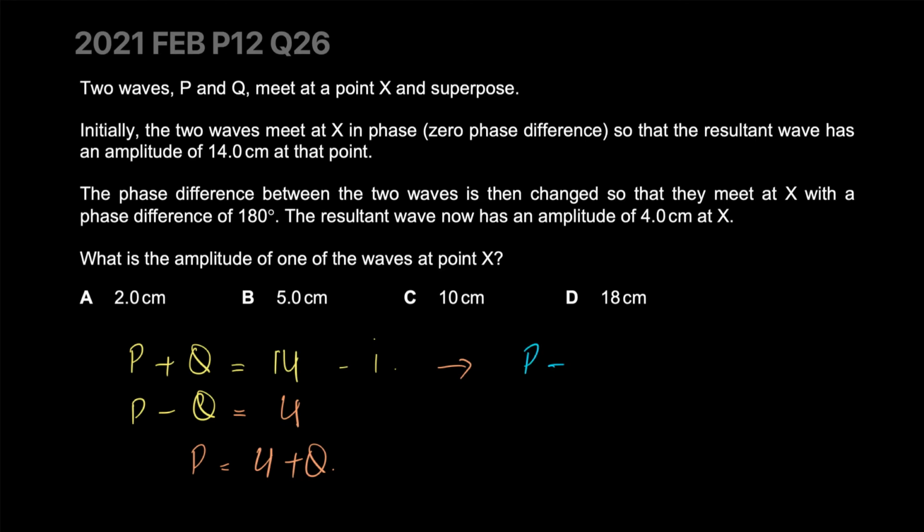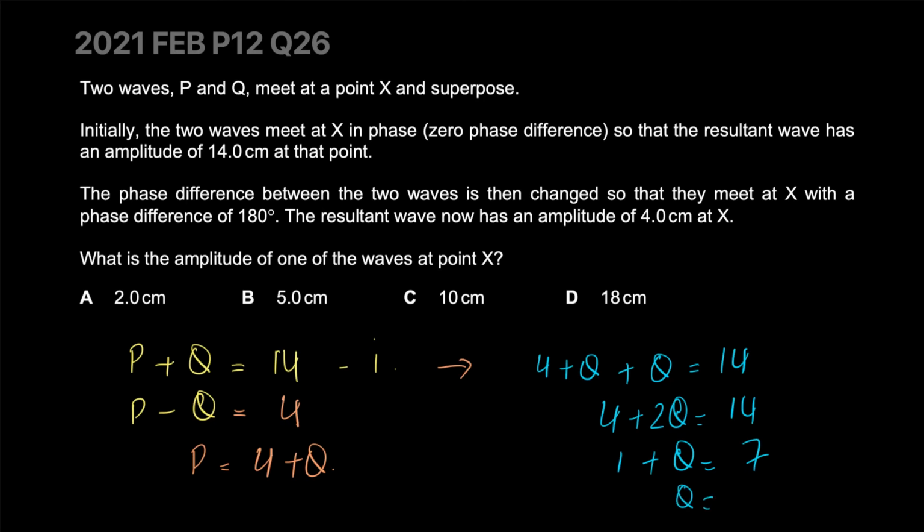Oh, P is already there. Oh, P I have to change, right? So P is 4 plus Q. And continuing from the equation, P plus Q is equal to 14. That's 4 plus 2Q equals 14. That's 2 plus Q equals 7. Q equals 6. Right?